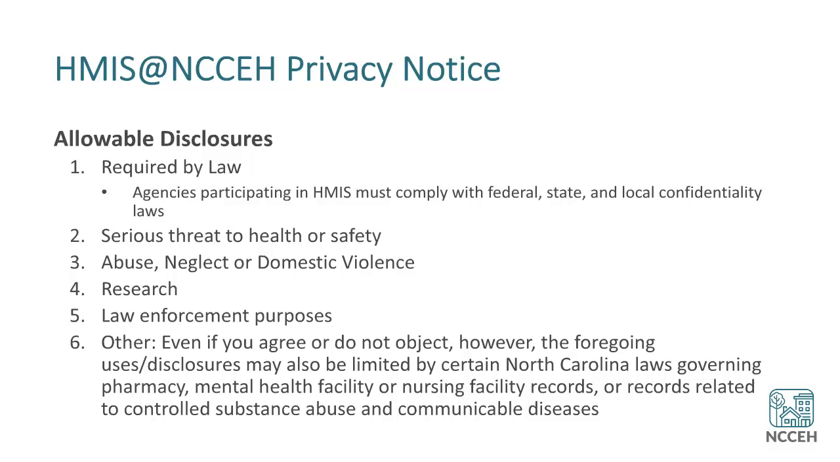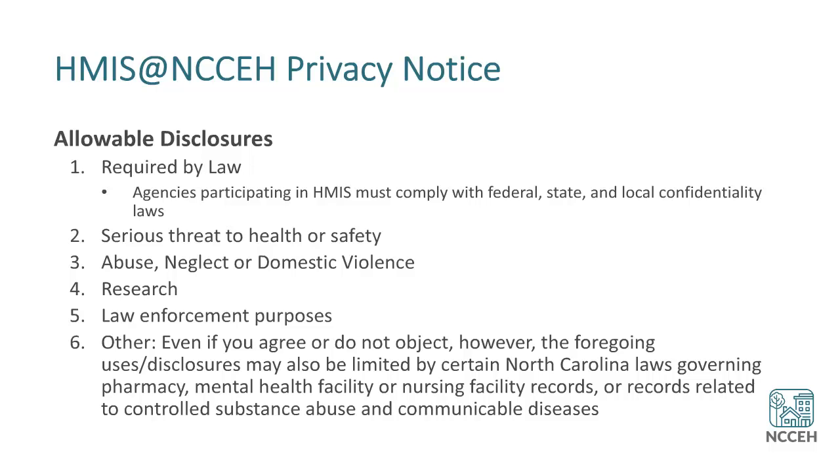3. Abuse, neglect, or domestic violence. We may disclose personally identifying information when the disclosure relates to victims of domestic violence, abuse, neglect, or the abuse or neglect of a child, or an adult who is physically or mentally incapacitated, where the disclosure is required by law, a client agrees to such disclosure, or the disclosure is authorized by law, and we believe it is necessary to prevent harm to the client or other potential victims.